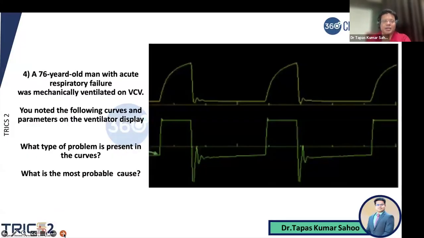Clear? Now, question number 4: a 76-year-old man with acute respiratory failure was mechanically ventilated on volume control ventilation. You noted the following curves and parameters on the ventilator display. What type of problem is present in the curves? What is the most probable cause? Anyone?